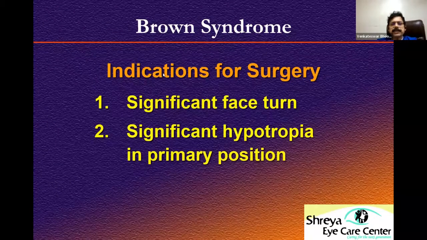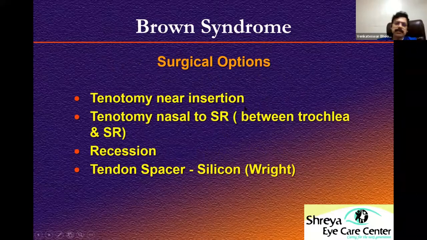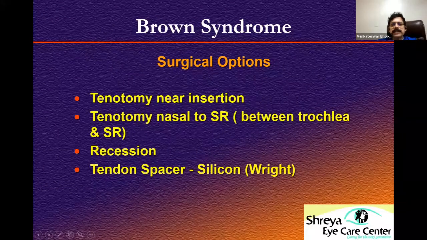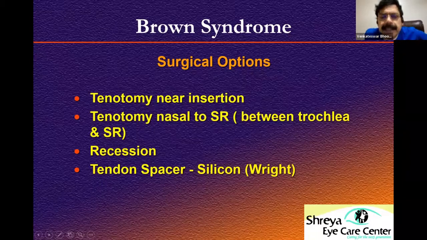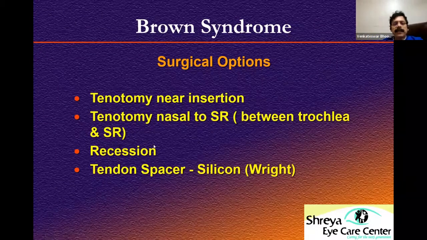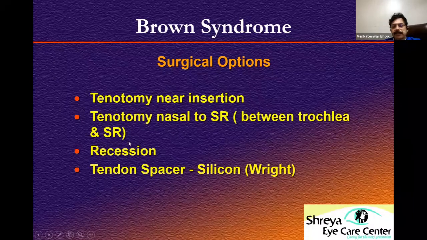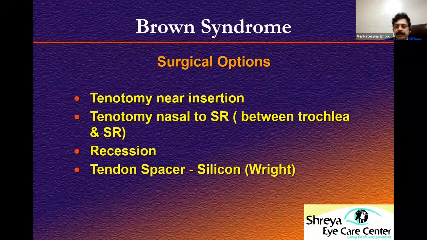Now, the surgical options available: the tenotomy near the insertion, which is the most common one being used, what we call superior oblique tenotomy or tenectomy, and then tenotomy nasal to the superior rectus, that is between the trochlea and the superior rectus, which is the most significant weakening of the superior oblique. Recession has been given up, nobody does it. And then there is a spacer, where you elongate the tendon by putting a silicone band, which was proposed by Ken Wright.